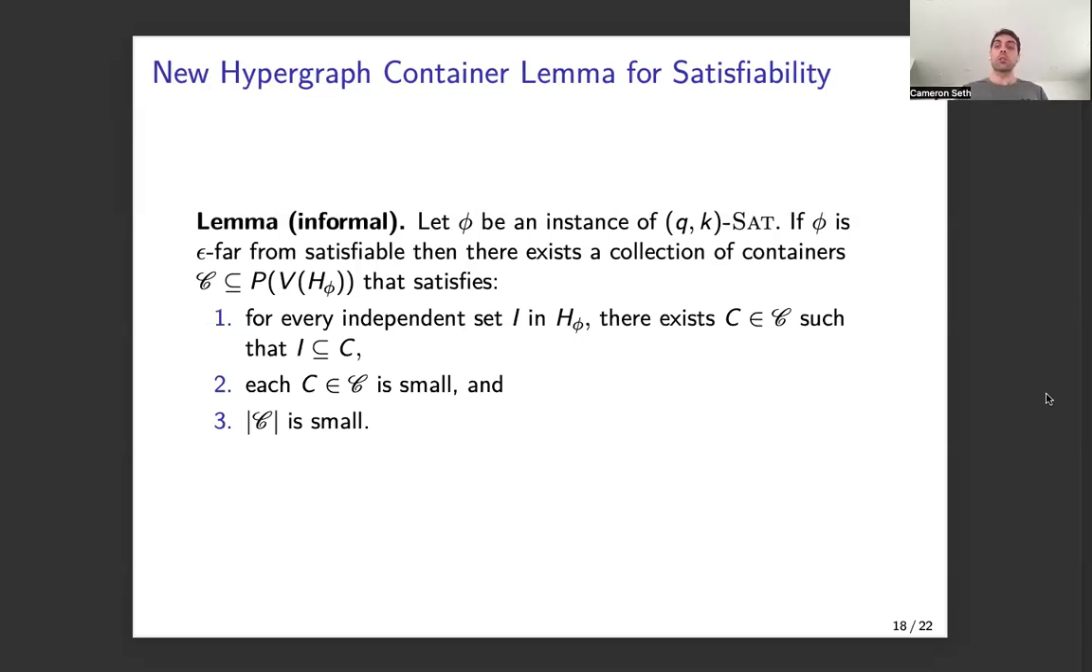And again, this is going to be useful when analyzing the satisfiability tester, because what does it do? It takes a sample of variables and checks to see if there is an assignment to those variables that doesn't falsify any constraints. And this type of assignment corresponds exactly to independent sets in this hypergraph. So we can use this to analyze our tester.